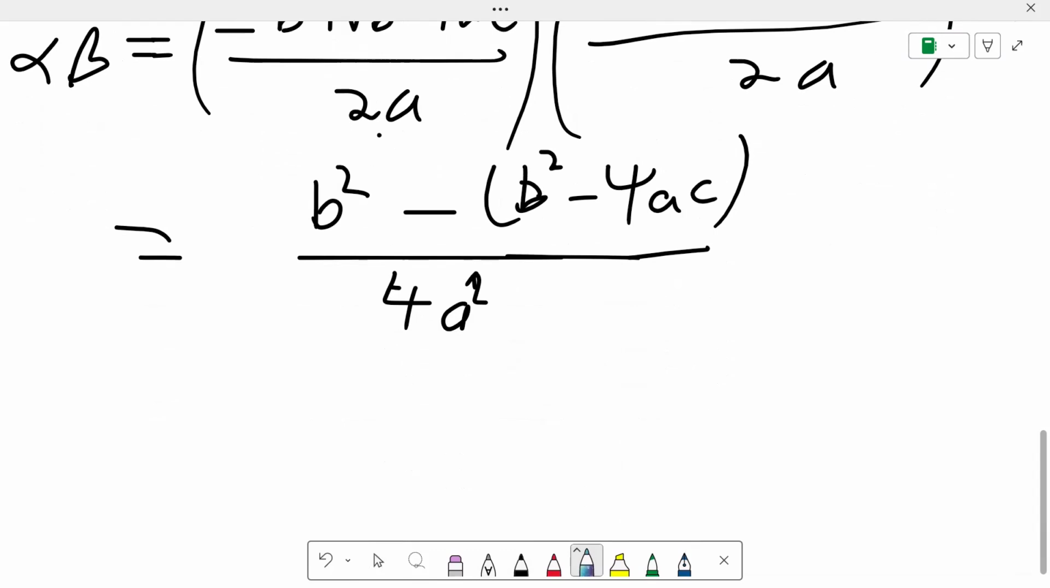All right, so we want to continue with the simplification. Right, so we have b squared minus b squared cancel. Then we have negative times negative 4ac.